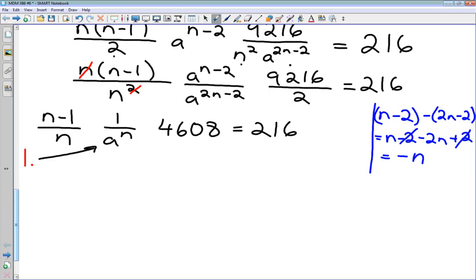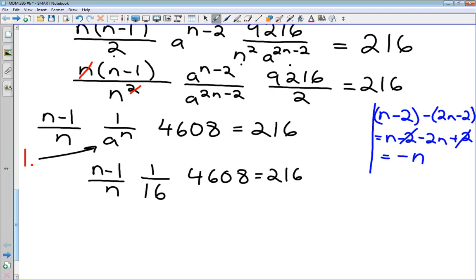I should do this in red. We'll make that substitution for a to the n. So now we have n minus 1 over n. Making that substitution gives us 1 over 16 times 4608 equals 216. So where do we go from here? Well, I think it's pretty clear.